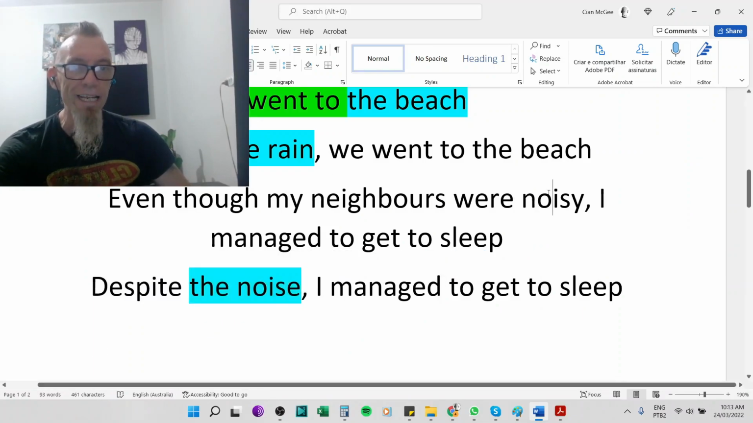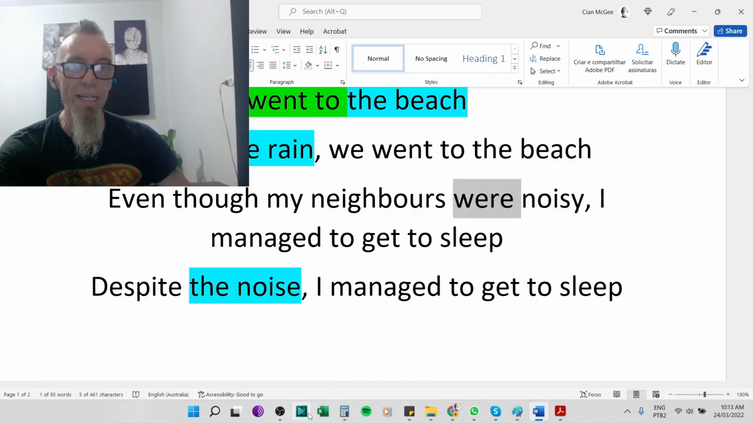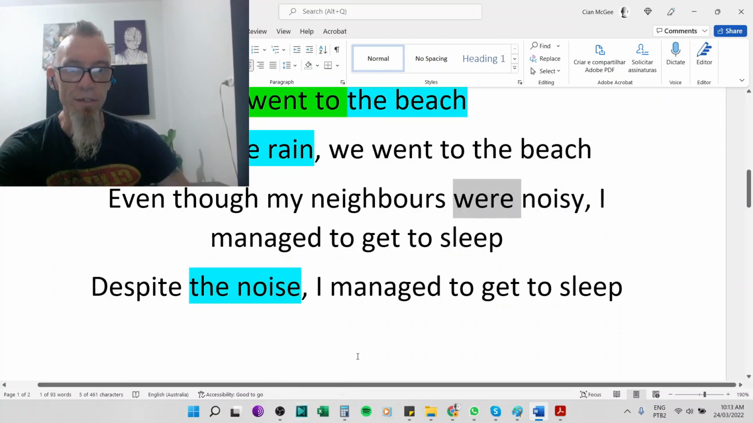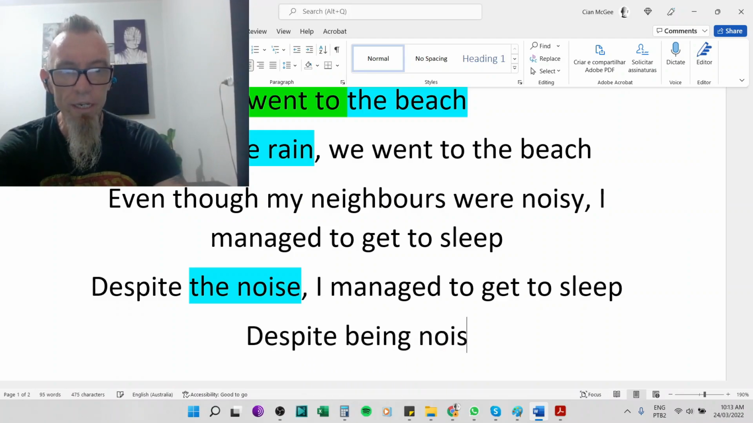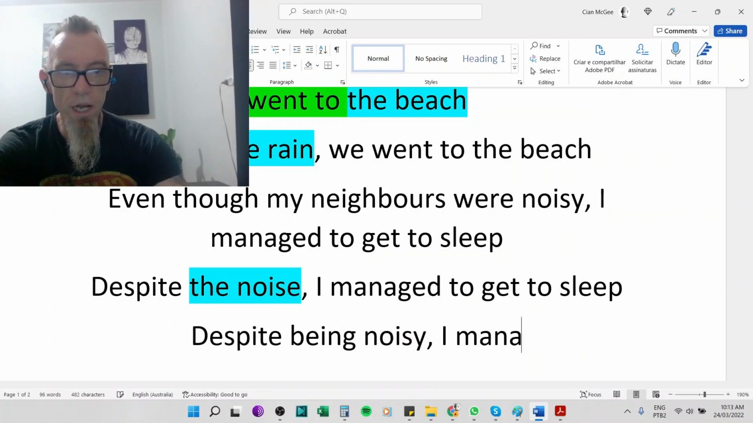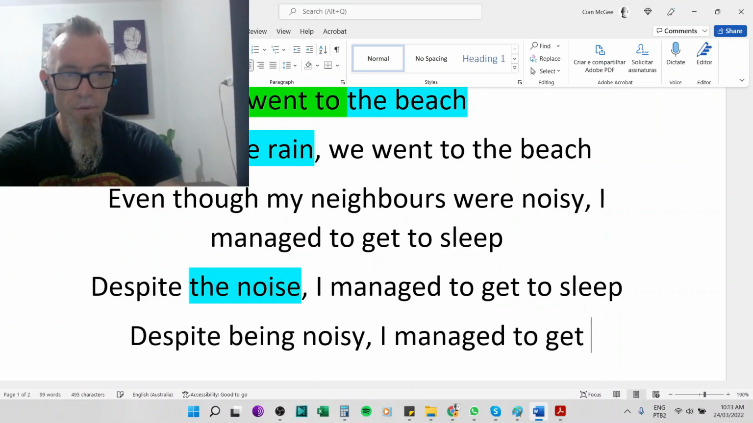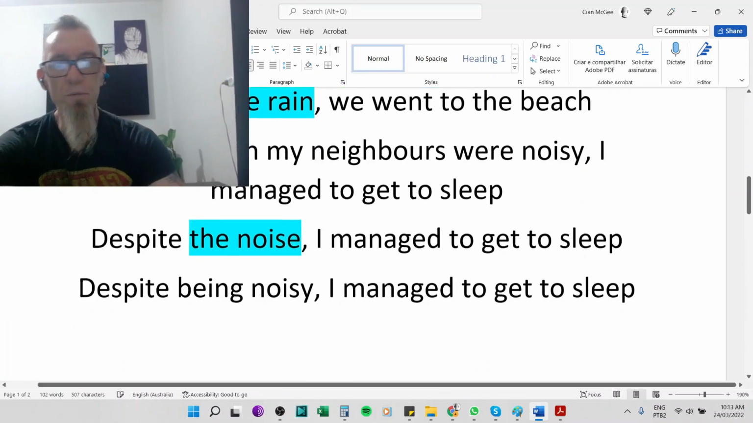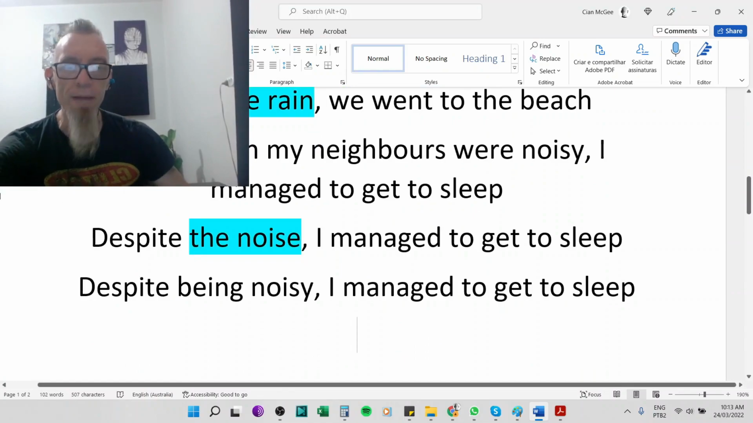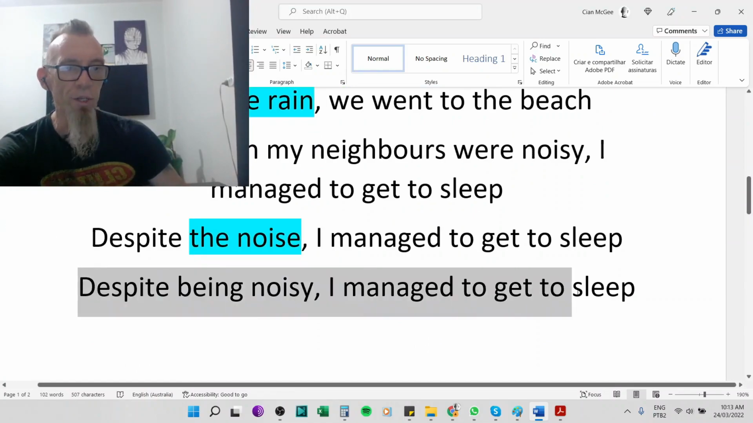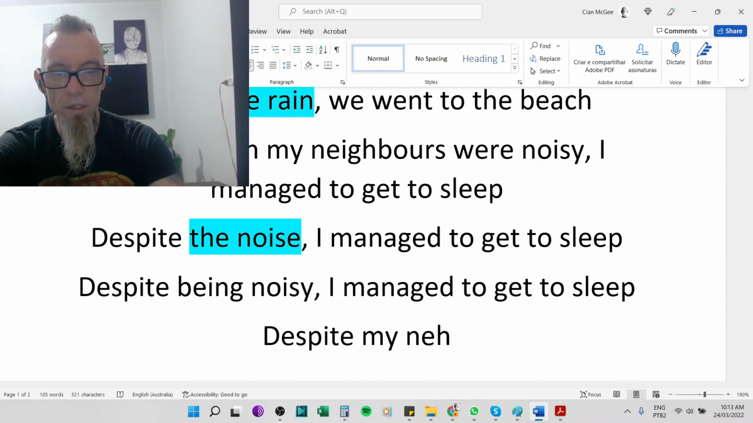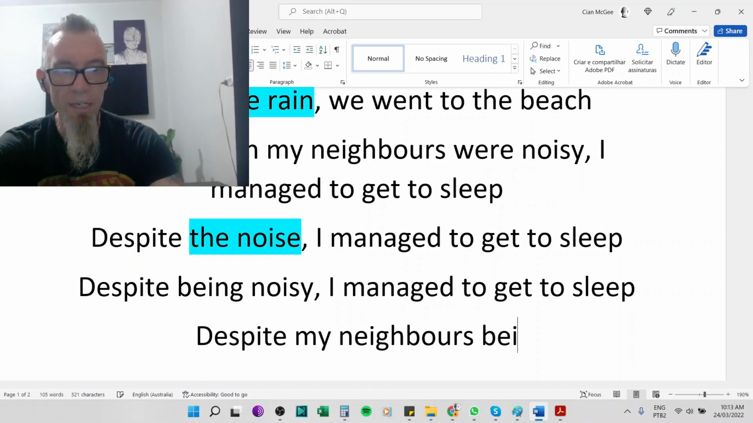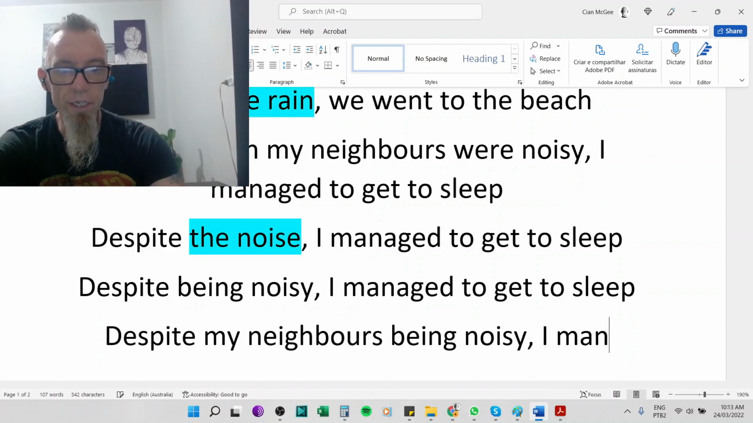But then maybe I want to keep the adjective. So then I need to transform the verb "to be" into a noun. Well, how do I turn water into ice? This way. Despite being noisy, I managed to get to sleep. Now, as well, if we're talking about the neighbors, then we don't need to mention them at all. But maybe we do. So we'll say, despite my neighbors being noisy, I managed to get to sleep.